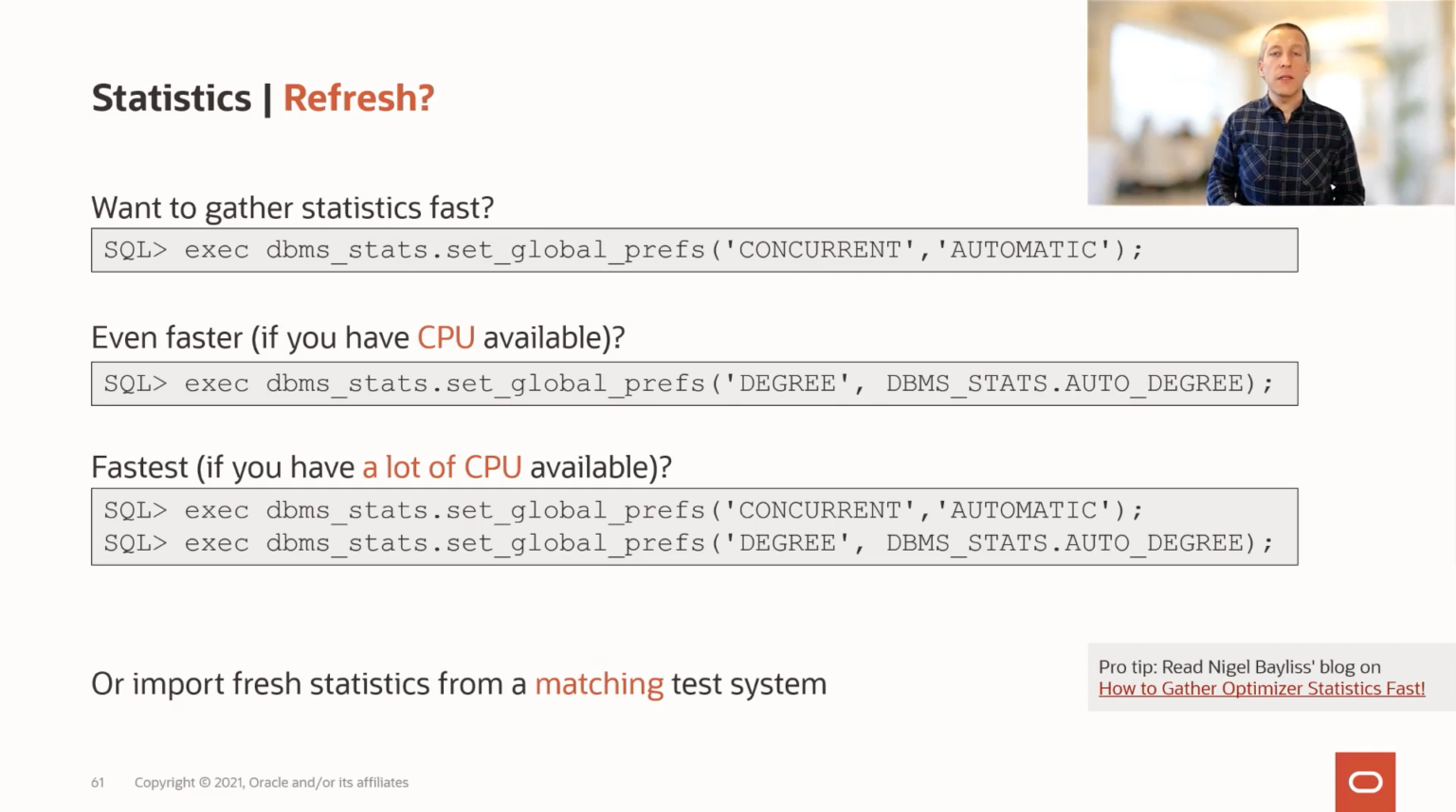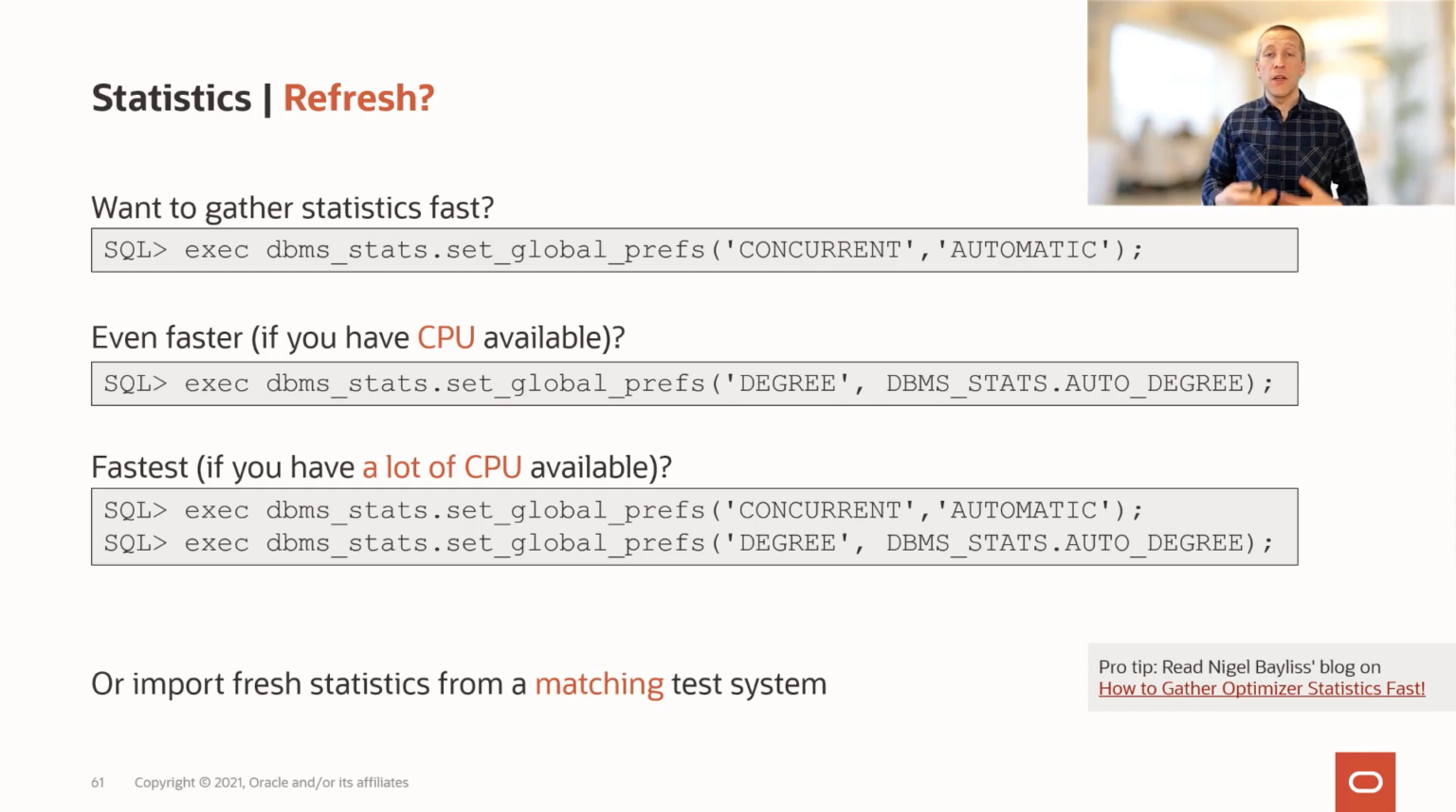When you enable that, the database will gather statistics on multiple objects at the same time. If you want it to become even faster, you can change the preference degree to auto degree. For really big tables, this will now enable the database to use parallel query when it gathers statistics on one specific table. But be advised, this will put more load on your CPUs. But if you want it to go even faster, you can combine the two, use concurrent and auto degree, and you can really use as much CPU as entirely possible. But be advised, this really can put a load on your system.